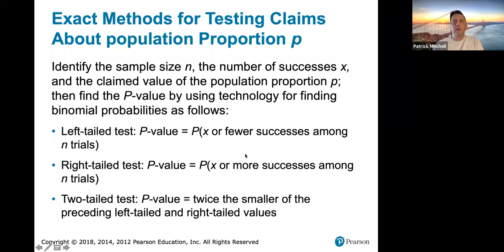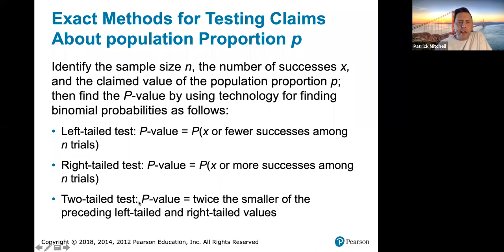Okay, so exact methods for testing claims about population proportion p. What you want to do is identify your sample size, the number of successes, and the claimed value of the population proportion. Then find the p-value by either using technology or binomial probabilities. So you have your left-tail test, where the p-value represents the probability of x or fewer successes in n trials. Right-tail test, where the p-value is the probability of x or more successes among n trials.